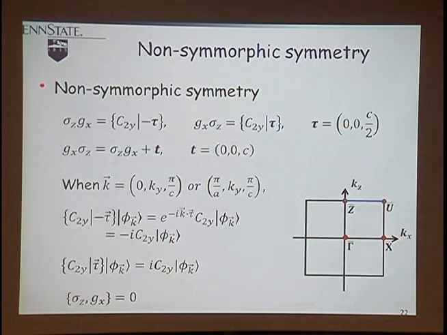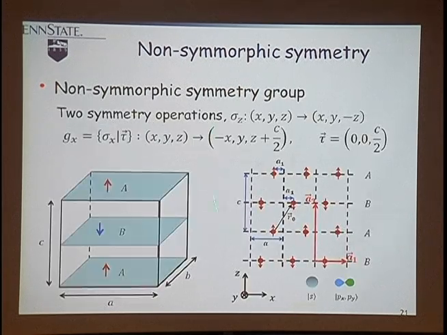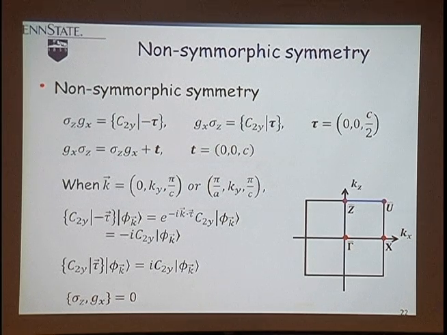One thing we try to prove here is that if you look at the surface Brillouin zone, for this xz surface Brillouin zone of this lattice, the sigma z and gx, these two symmetry operations of this lattice, will not commute with each other. To show that, you can simply calculate sigma z times gx, or gx times sigma z. What you find is that gx sigma z equals sigma z gx plus some lattice vector, where t is the lattice vector along the z direction.